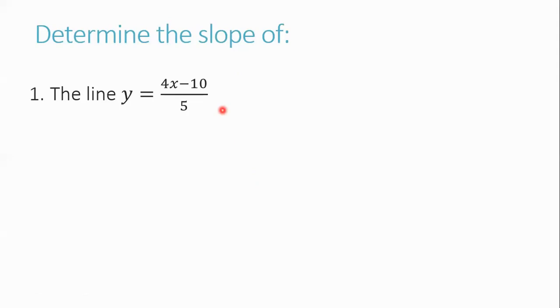This is in the slope-intercept form already, but it's not quite clear for some people to actually see the m and the b parts. So what I like to do is write out the equation or the formula for the slope-intercept form, which is y equals mx plus b. And so we're going to manipulate this equation to make it look like our formula.